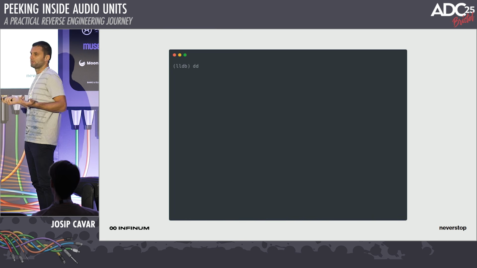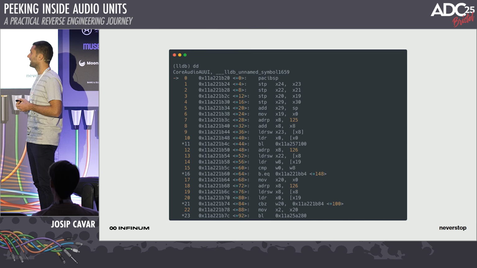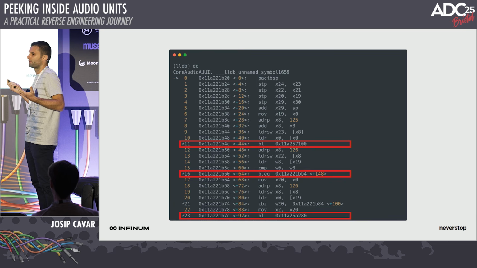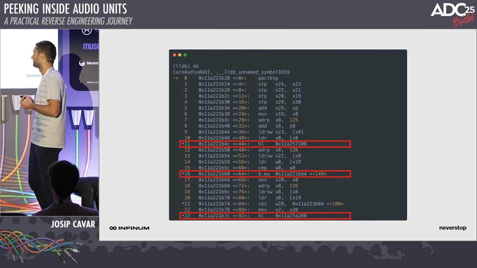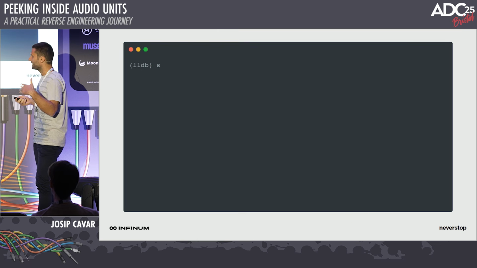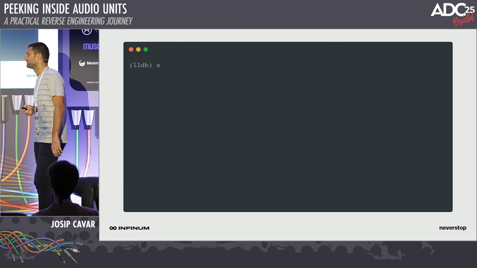To do that, we will disassemble it using DD. What we will get is a bunch of assembly, but there are these branching instructions that are interesting to us. We can think of them as function calls, and we can assume that one of them calculates voice count and returns the result to update periodic events. Now, to find out which one, we'll use a somewhat brute force approach here, and we'll just step through this code by stepping into these function calls, and we'll see where we end up.